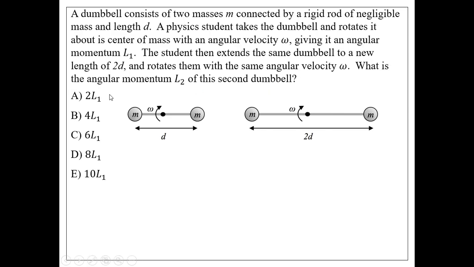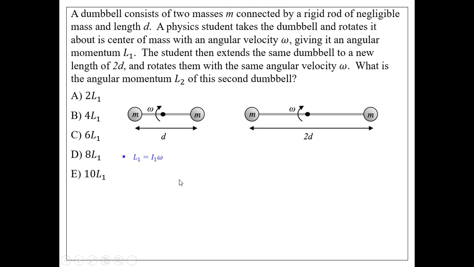Here you have a dumbbell. They give you two scenarios. Again, if you need to read, but essentially here's the mass, and the distance between the two masses here is known as D. Then they give a second scenario. The masses remain the same, except they increase the distance from D to 2D, and they kept omega the same as well. You're expected to find the relationship between L2 in terms of L1.